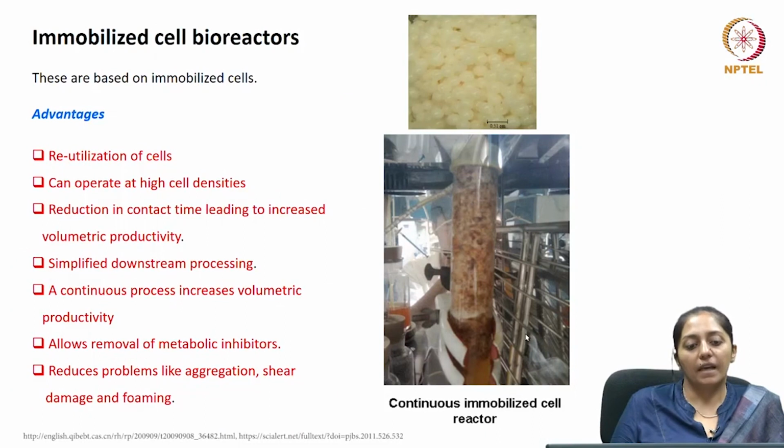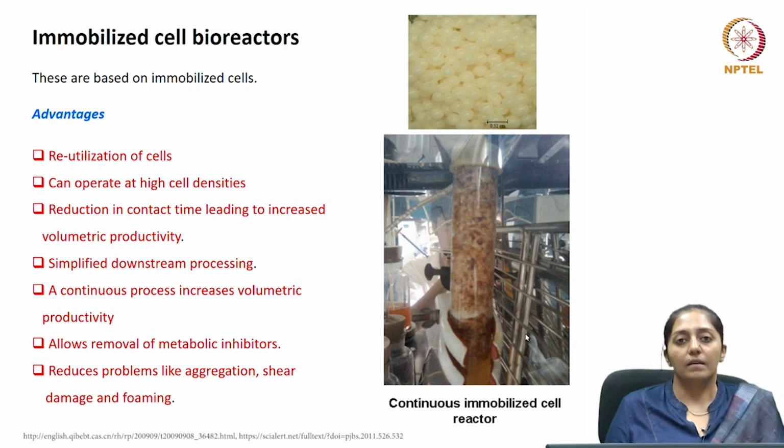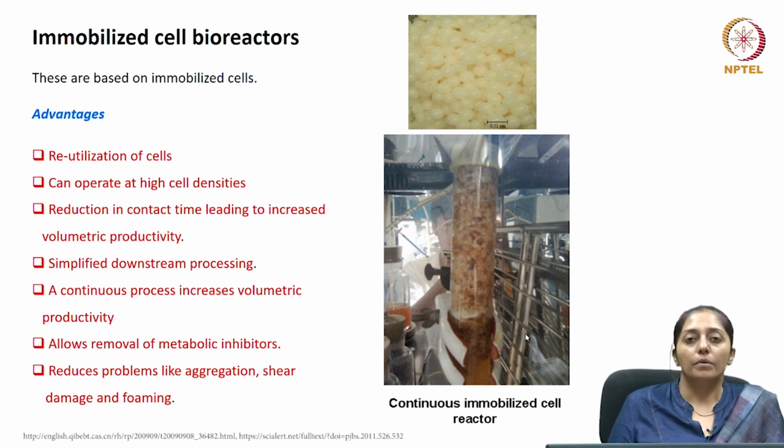Then another type of reactors are called immobilized cell bioreactors. You can see the pictures. These are alginate beads inside which the cell suspension has been encapsulated. So, immobilized bioreactors, they are generally used to enable reutilization of cells till the viability is intact.